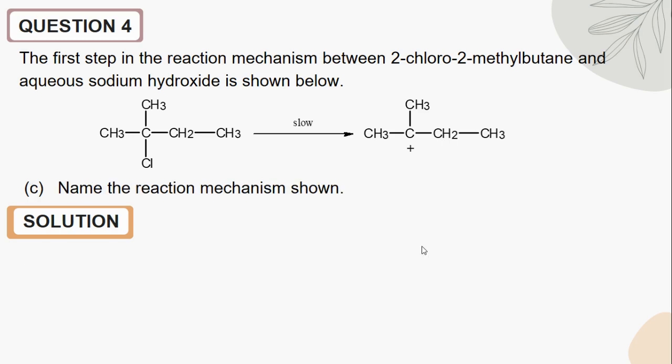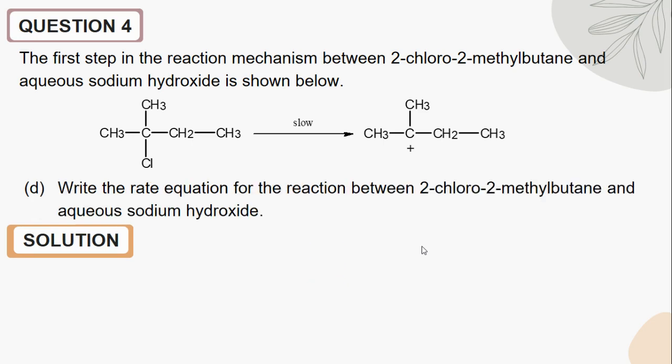Let's proceed to question C. Name the reaction mechanism shown. I have told you that this is SN1, but SN1 is not a full name. The full name is unimolecular nucleophilic substitution. So remember, you have to give the full name. It is not enough if you just mention SN1. And this correct name gives you 1 mark.